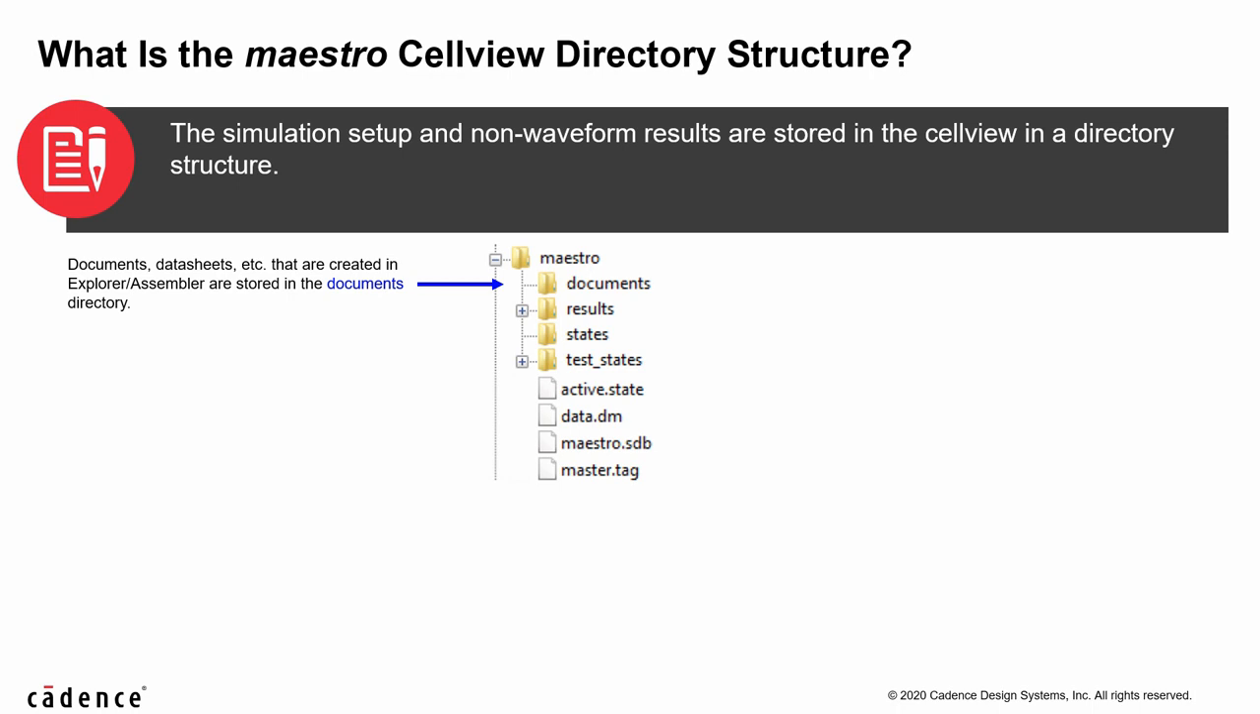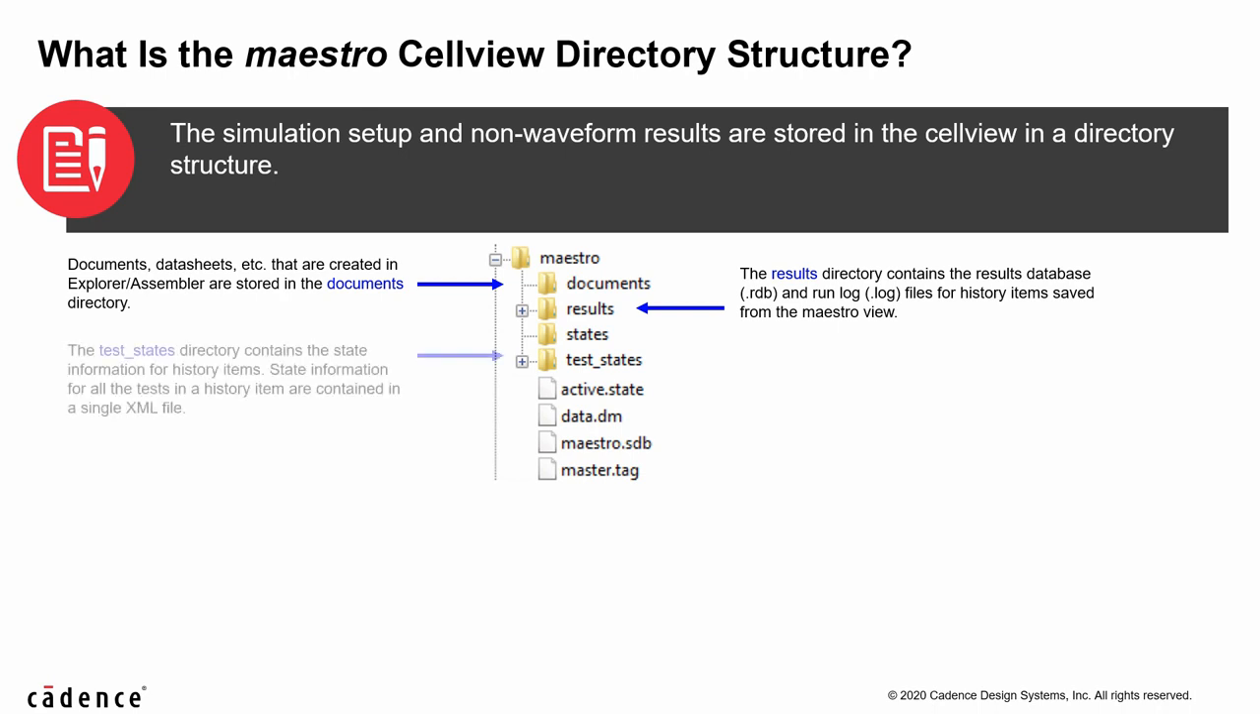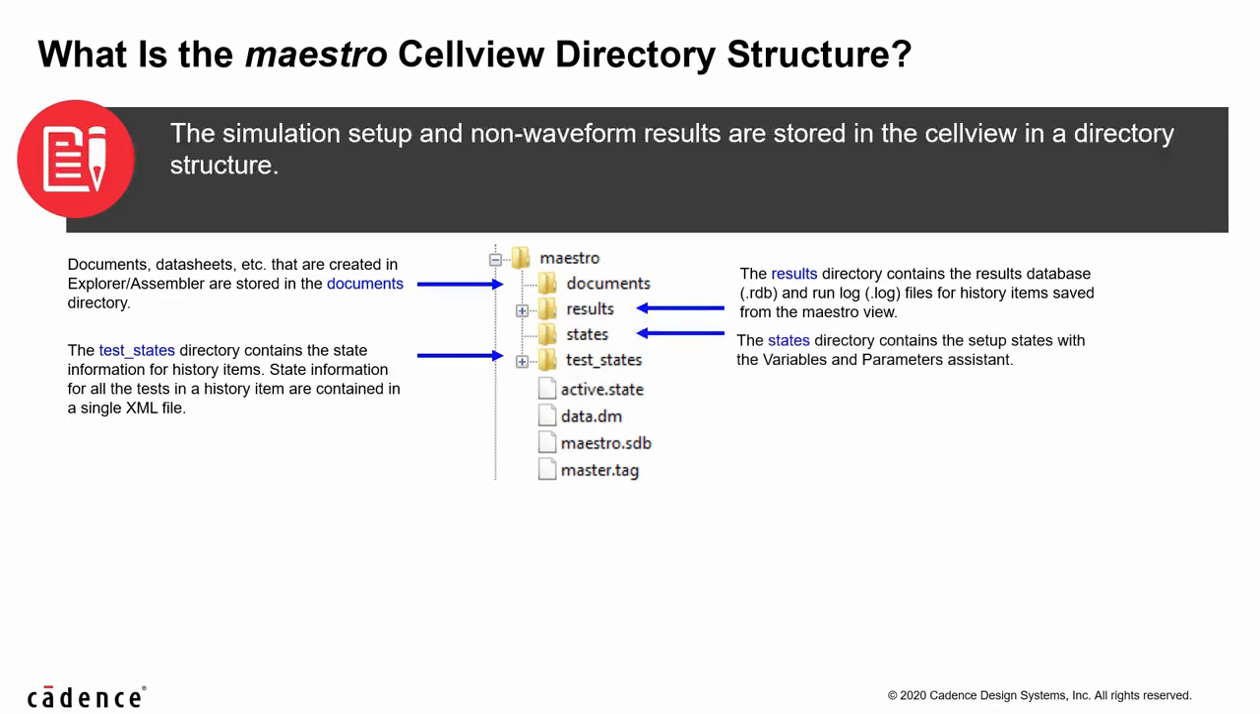The Results directory contains the results database and run log files for history items saved from the Maestro view. Maestro history items are created in the ADE Assembler. The Test States directory contains the state information for history items. State information for all the tests in a history item are contained in a single XML file. The States directory contains the setup states with the variables and parameters assistant.